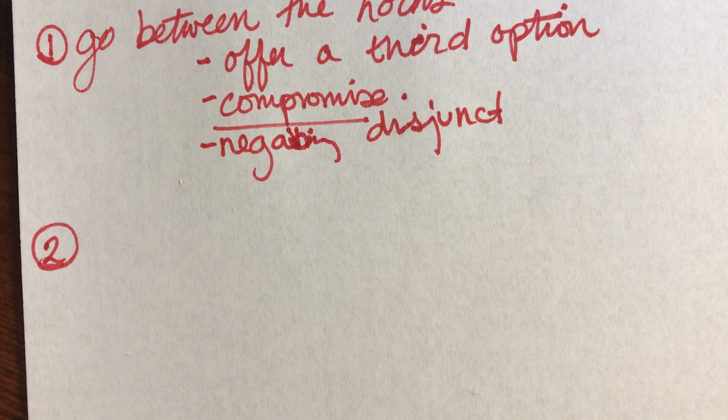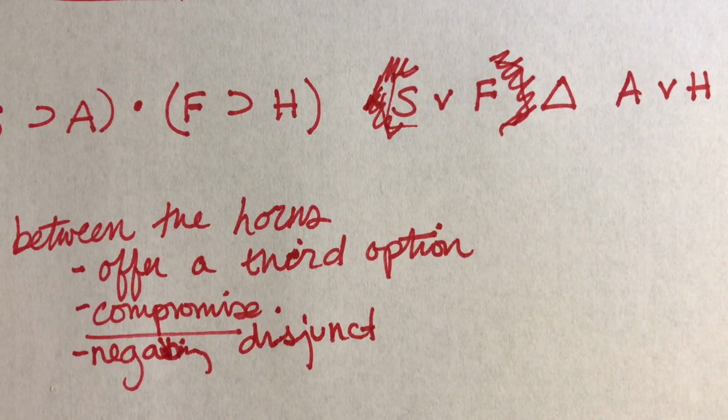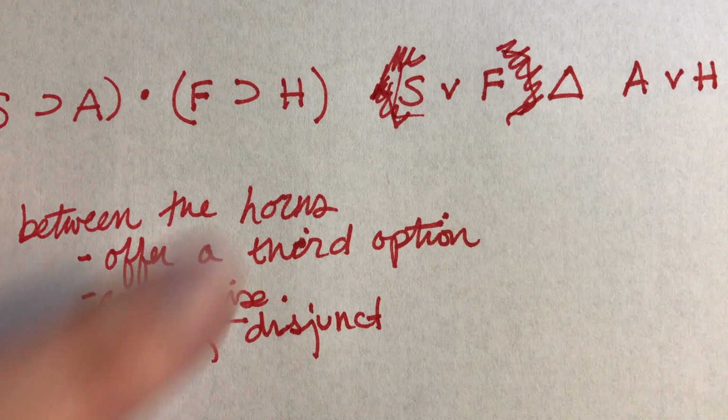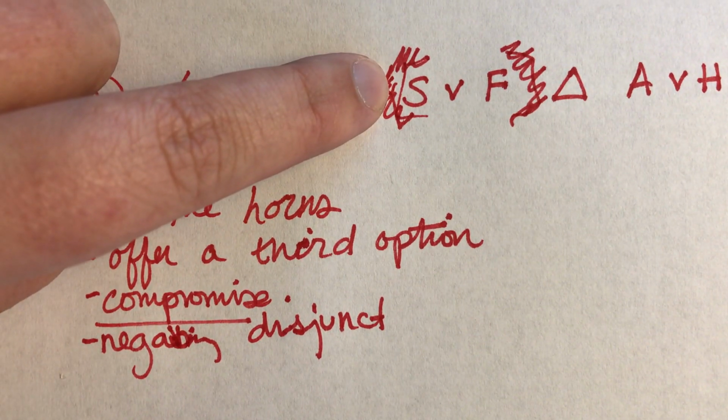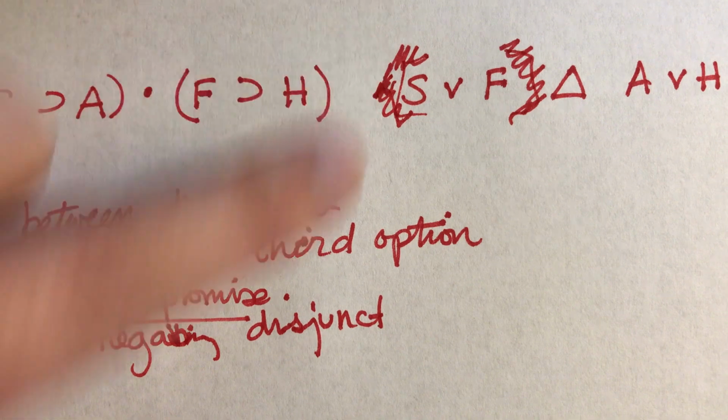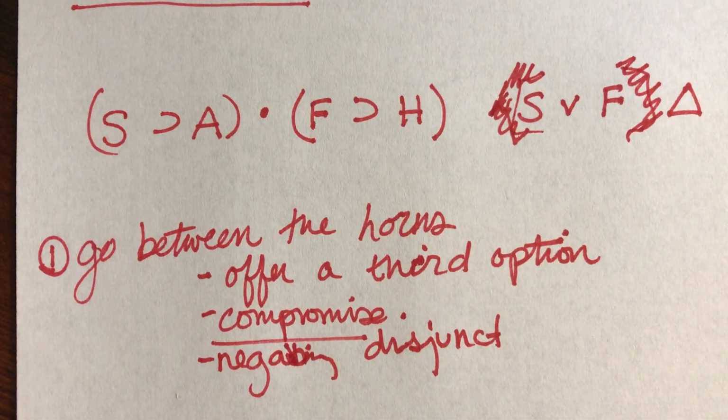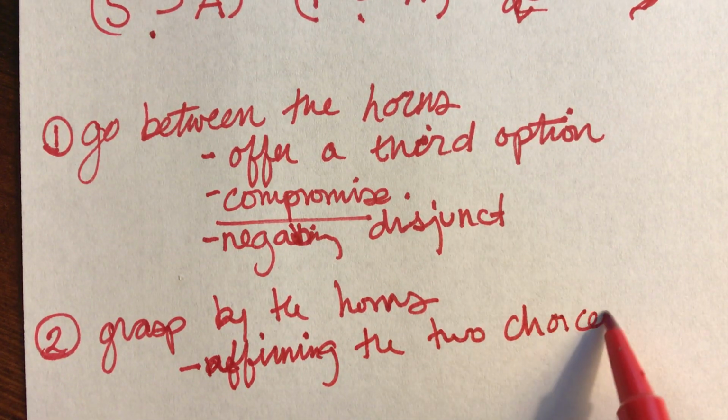The second option would be to grasp it by the horns, okay? This way you have said, okay, fine, you're right. I'm either going to study or go out with my friends. So you have affirmed this, okay? But then you have negated at least one of your conditionals, okay? So this is grasping it by the horns, okay? And you're actually affirming the two choices in the disjunct premise.